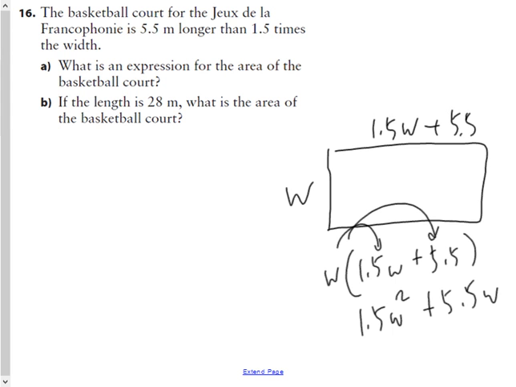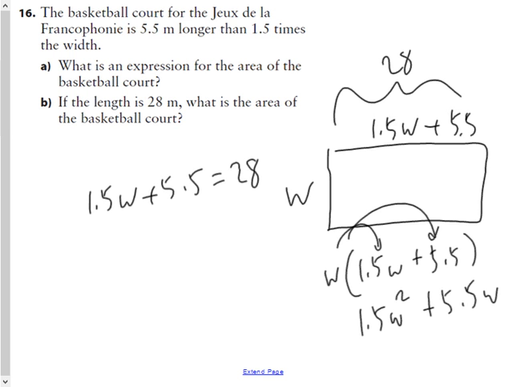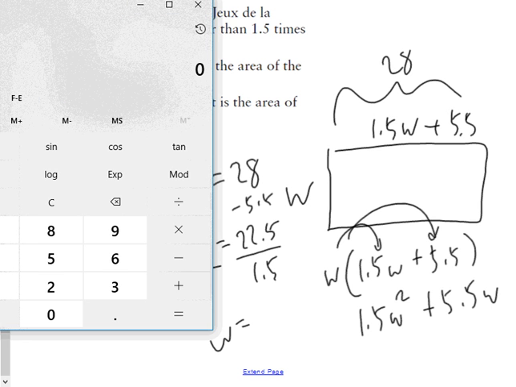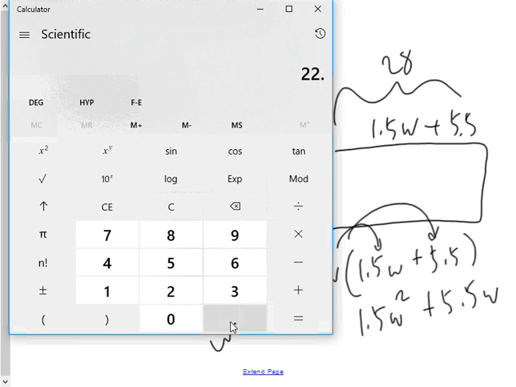And again, if the length is 28, what is the width? Here we've got a little bit more. If this length here is 28, I have to figure out the width by doing this. The length is equal to 28. Now I have a two-step algebraic equation. Subtract the 5.5 from both sides. 1.5 W equals 22.5. Divide both sides by the coefficient. And W will equal 22.5 divided by 1.5. The width is 15.